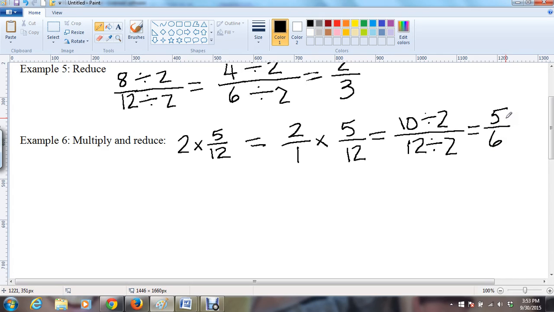So that's how we can reduce fractions. Instead of using our manipulatives, we can just divide the top and the bottom by a common factor between the top and the bottom.